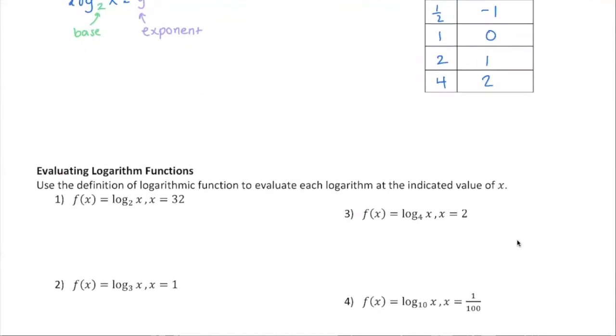So one way that you can evaluate this logarithm expression is we can replace our f of x with just y, and that kind of helps us when we're rewriting this in exponential form so that we don't have to worry about having f of x.